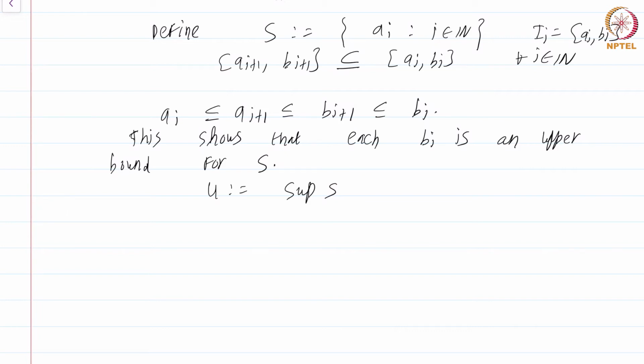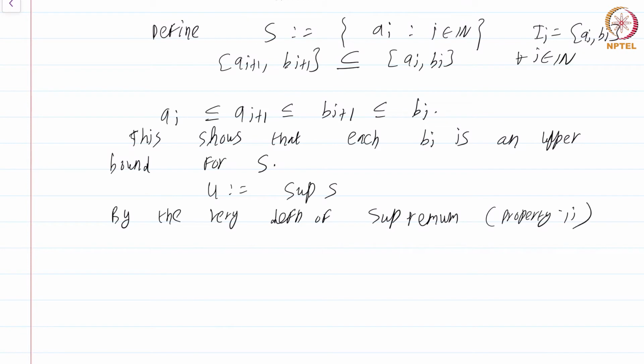Okay. Now, by the very definition of the supremum, in fact, property 2, we must have U is less than or equal to B_i for all i in N. Why is this the case? Because each B_i is an upper bound for S, the supremum will have to be lesser than any upper bound. Similarly, because U is an upper bound, this has to be greater than or equal to every single A_i.